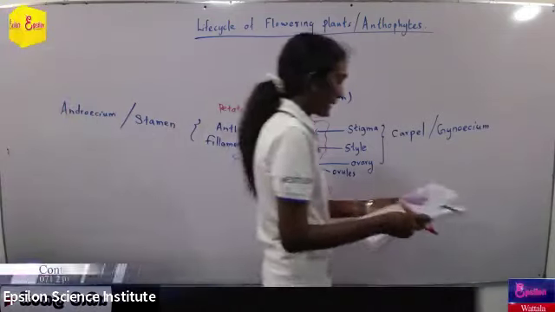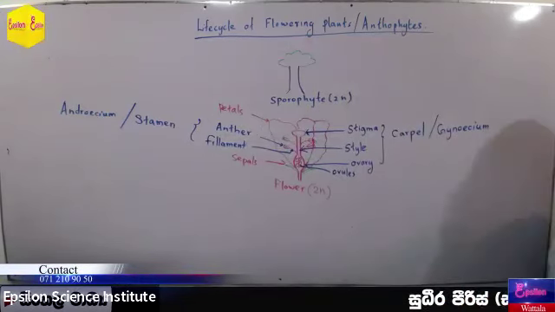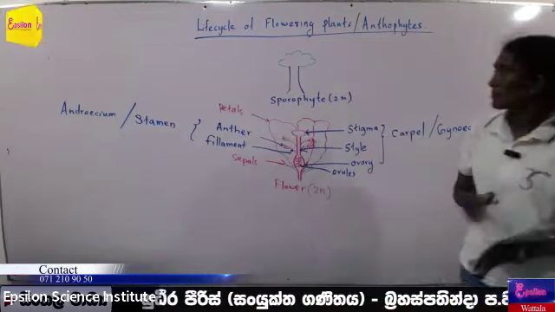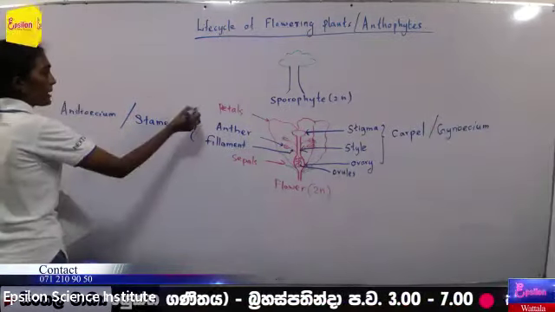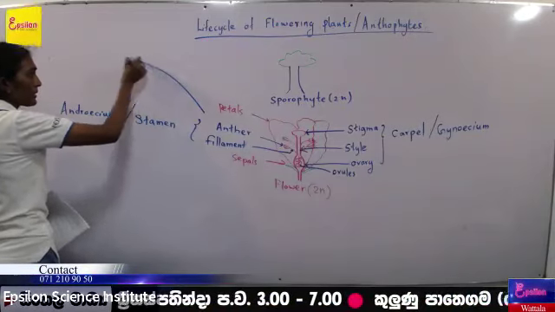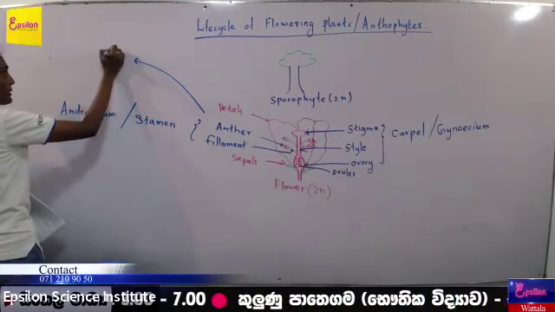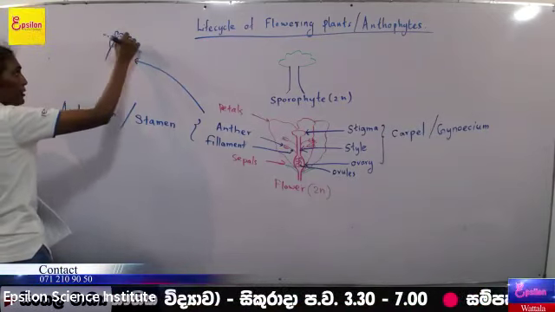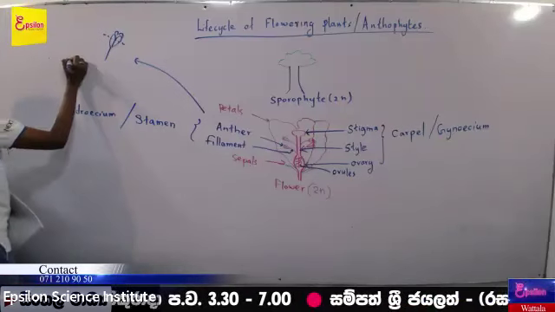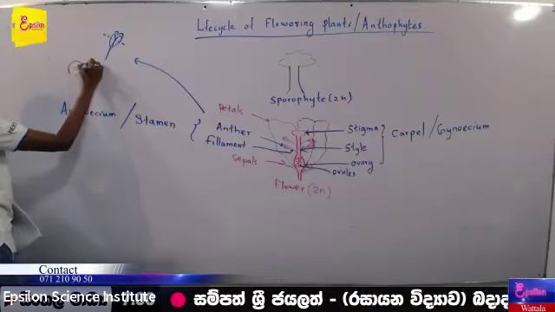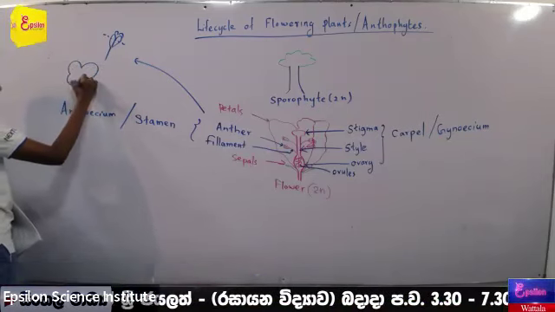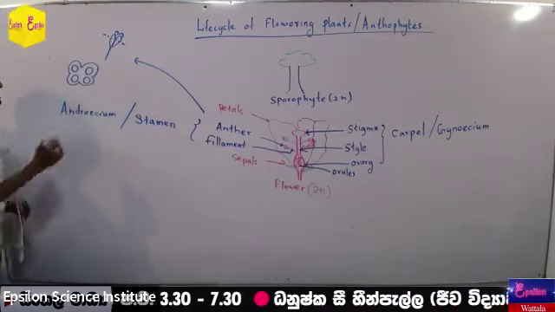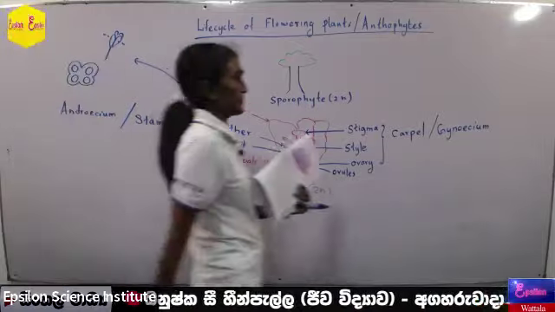This life cycle is a bit complicated. I'm taking an arrow from this one. So this is the anther. You are going to cut it from here, right? So it is giving out a structure like this with 4 pollen chambers. Right? These are called pollen chambers.